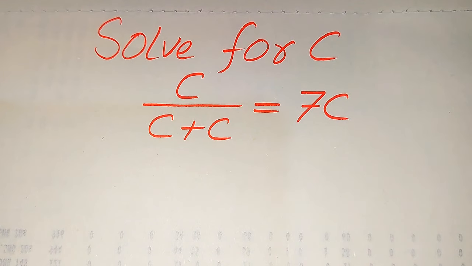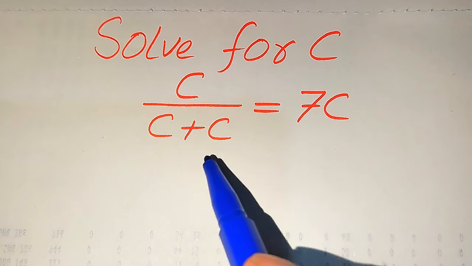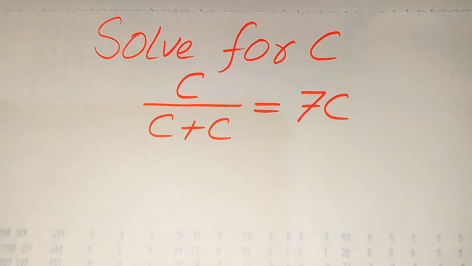Hello everyone, how to solve this problem for the values of c if we have c divided by c plus c is equal to 7 times c, and we solve this problem for all the values of c. So here first we need to find all the roots of this equation, and at the last we will verify which of the roots are solutions and which of the roots are extraneous roots.